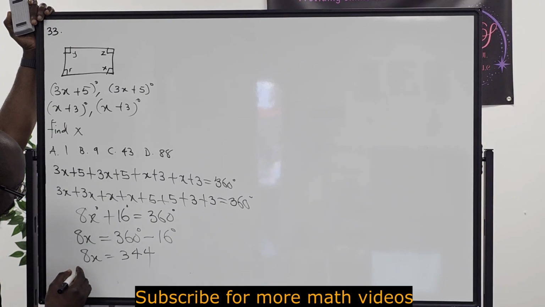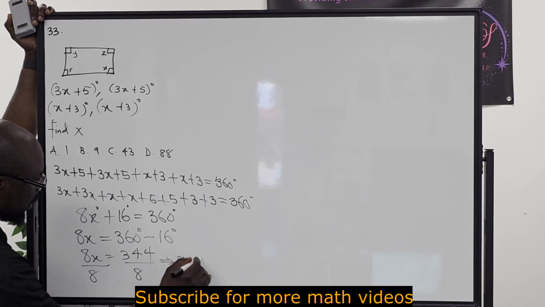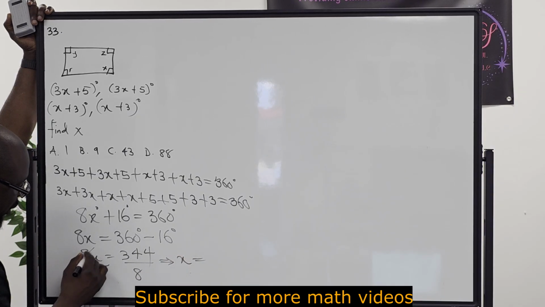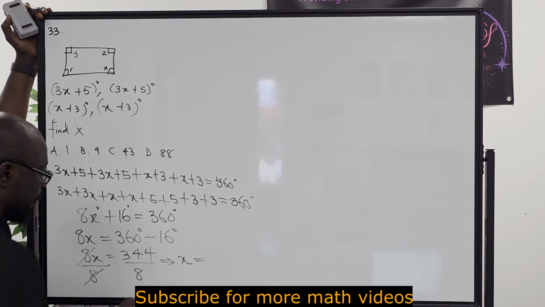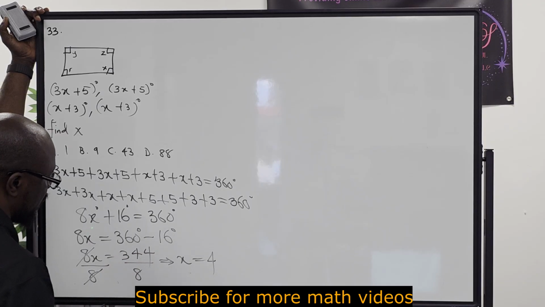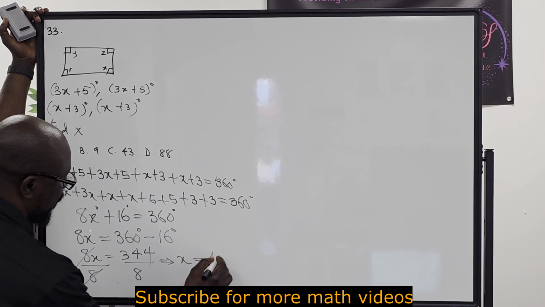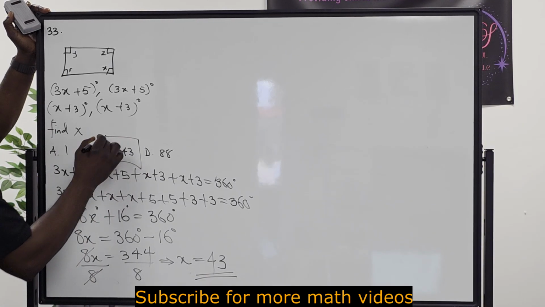So if we divide both sides by 8, we can find our x, right? So x is equal to 344 divided by 8. 8 divided by 8 here is 1. 8 in 34, we have 4, that's 32. Remaining 2, you have 2 in 24, that is 3, so you have 3. So x is equal to 43. So that's option C, right here.